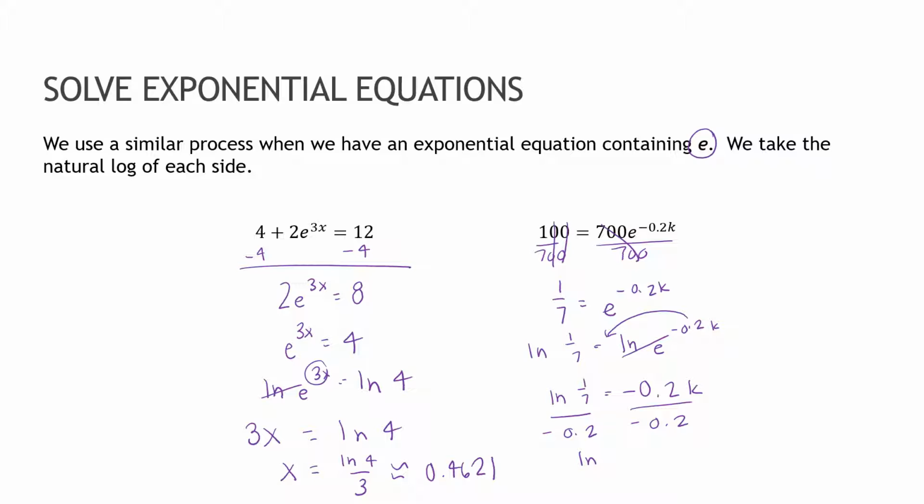And so again, my precise answer looks something like this, which I could write more nicely than that, but I'm not going to, because really on a question like this, they're going to be asking me to find an exact solution. So I'm going to take the natural log of 1/7. I'm going to divide it by 0.2 and make sure I get that negative in there as well. And I would get that k is approximately 9.7296. So once you get the hang of these, they're not so bad.